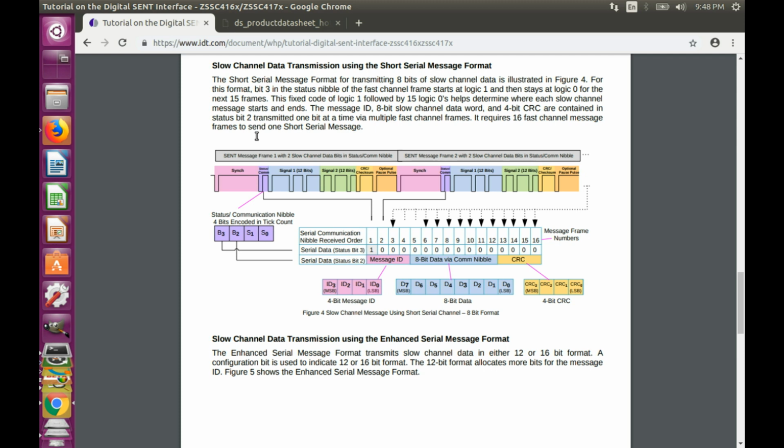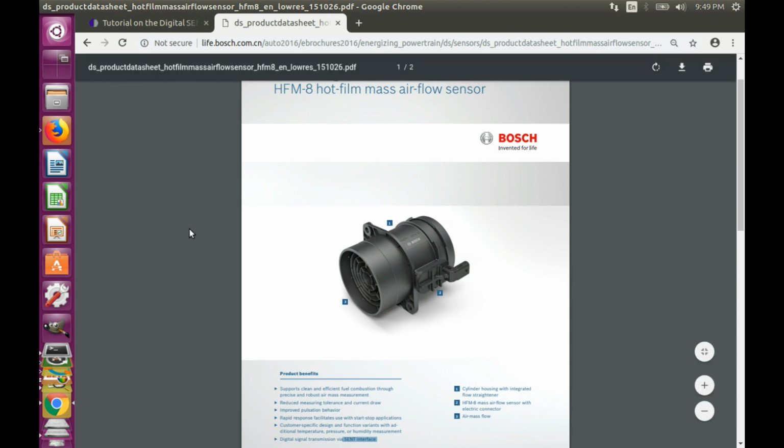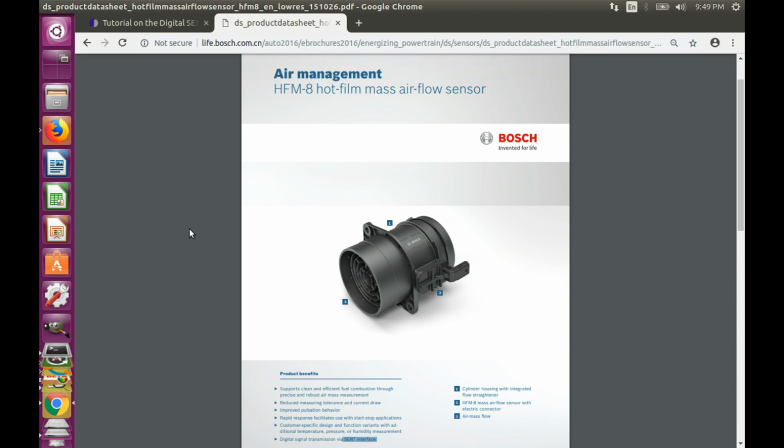Okay, let's address those issues later on, but now let's take a look at how the slow channel looks on the PicoScope. For that, we would need a sensor that transmits both fast and slow SENT data. For example, a Bosch HFM8 mass flow sensor, which, as we see from the description, supports digital signal transmission by a SENT interface, but it costs too much to play with it, so I don't have it.